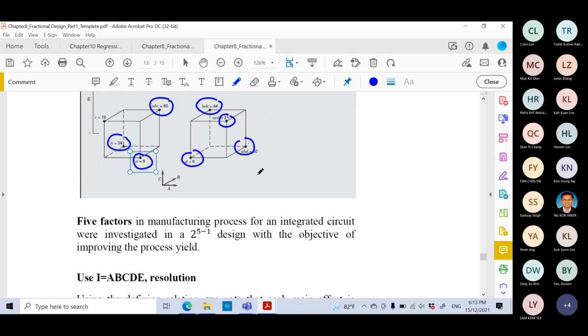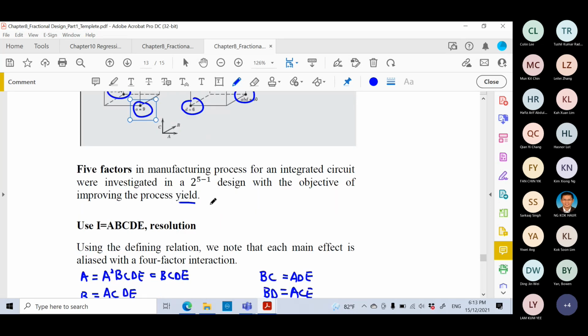So in this analysis, they consist of the 5 factors considered in this study. In manufacturing the process for an integrated circuit, we investigate a 2 power of 5 minus 1 design with the objective of improving the process yield. Okay. So in this study, we use I equal to ABCDE. Okay, this one is the defining relation. And then in this study also, we need to know what the resolution is. But if you can't recall the resolution for the time being, we go through the alias structure first.